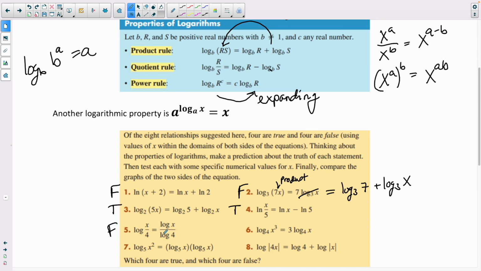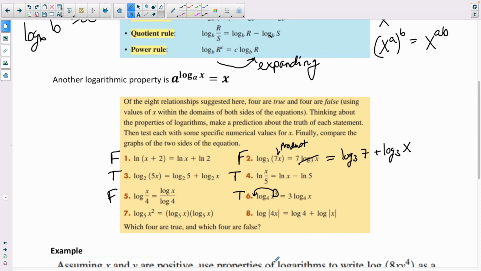So this is false. Log base 4 of x cubed equals 3 log base 4 of x. That is true. That is the power rule. We can move exponents inside our argument in front. So this becomes 3 log base 4 of x.